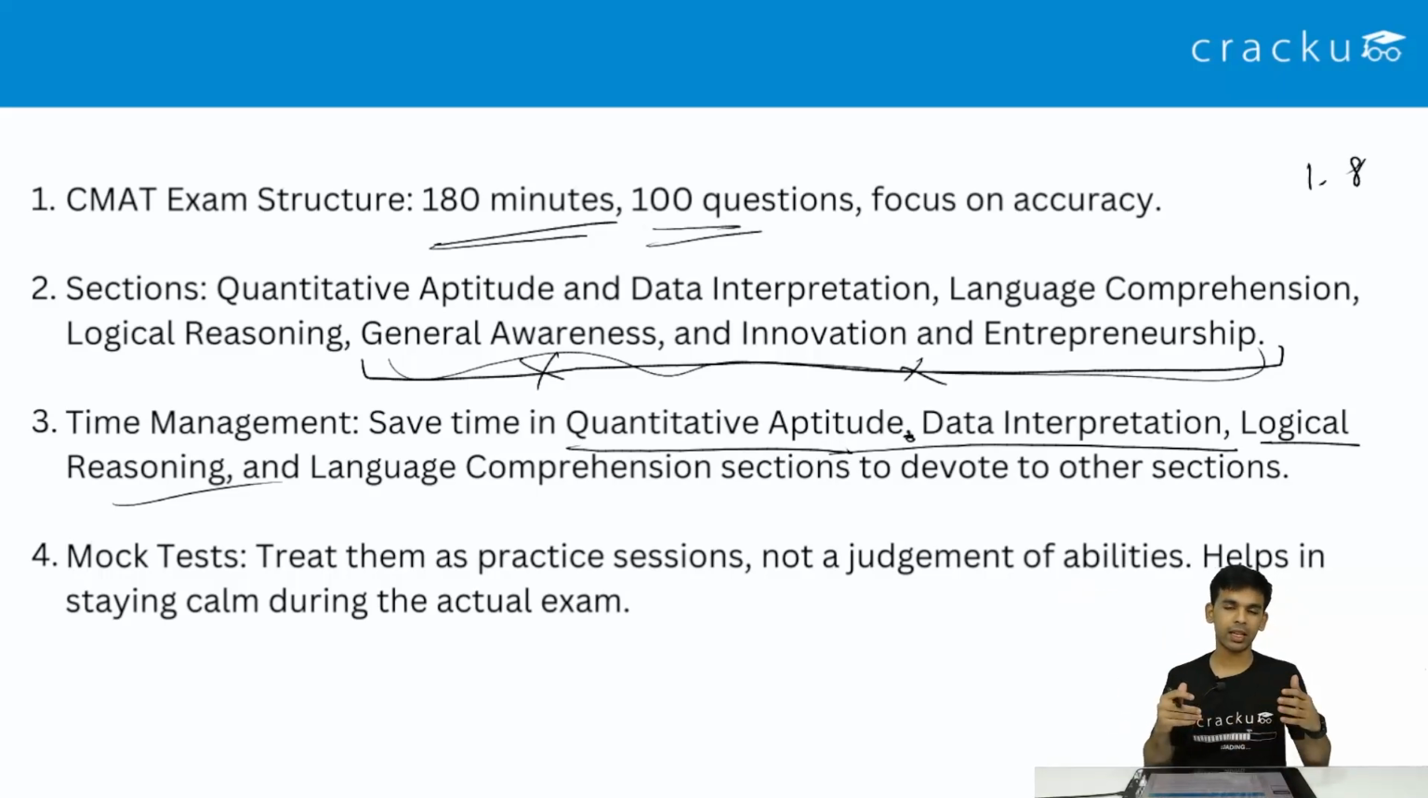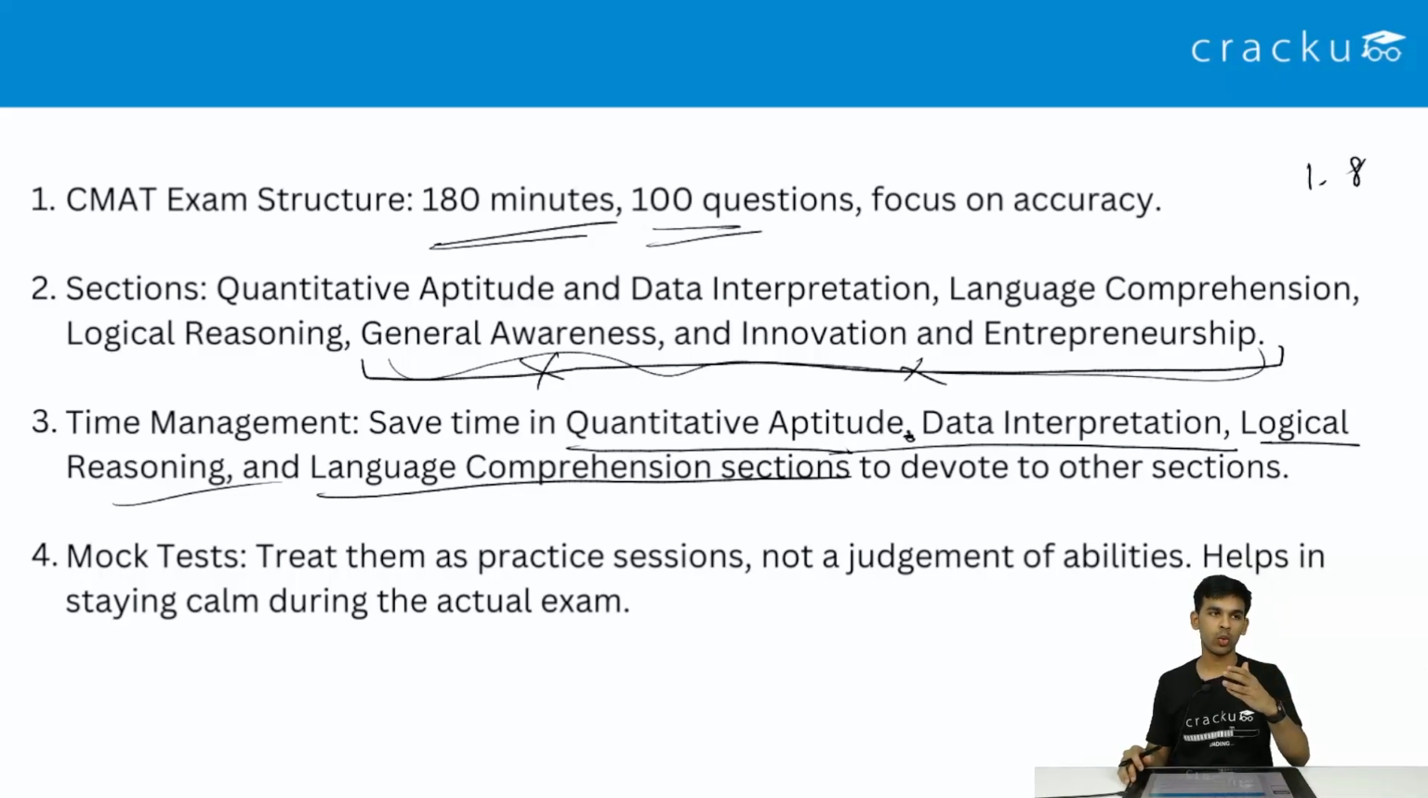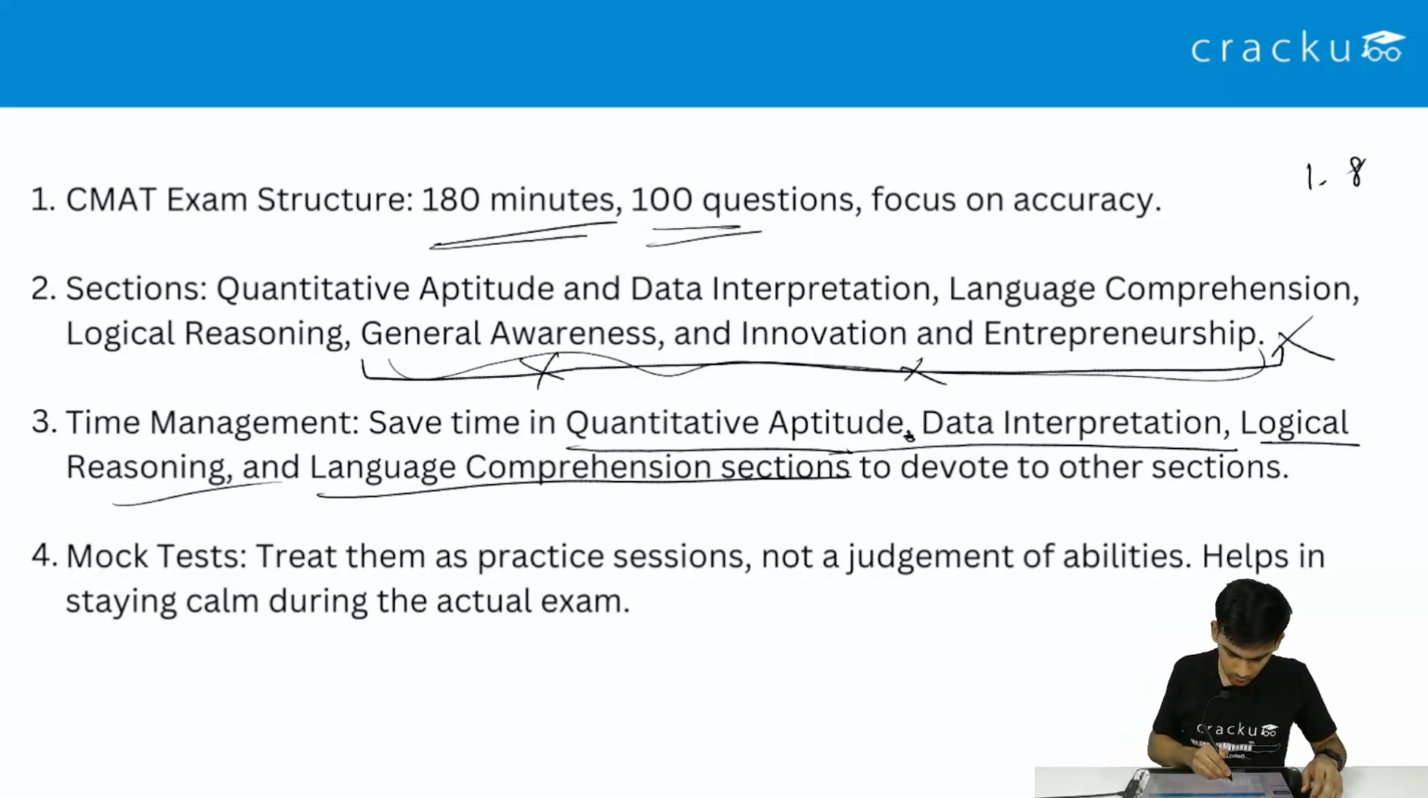If you are very good at logic and also QADI, you can devote the time to language comprehension, because some people can do logical reasoning very quickly and QADI very quickly. So this is how time management works. You need to focus on the time, because 180 minutes is 3 hours. You need not spend a lot of time on GA and innovation and entrepreneurship, which is very important.